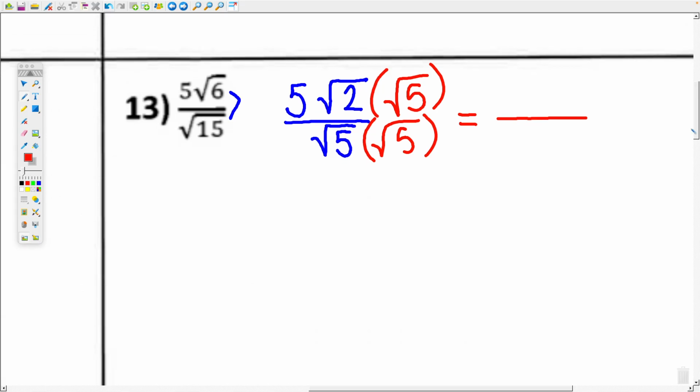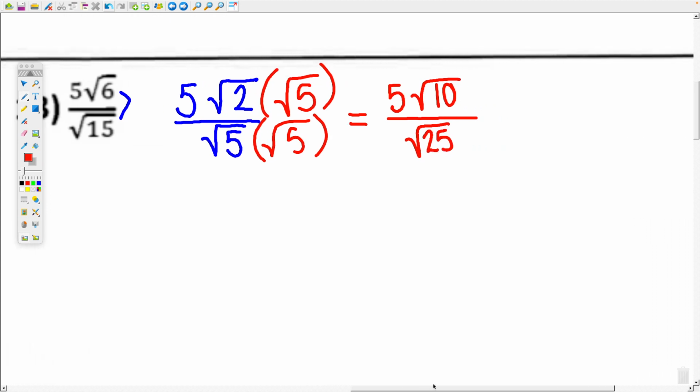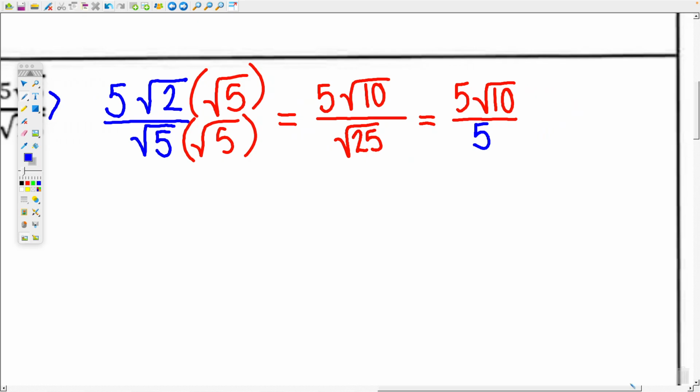So when you multiply this, outside times outside is a 5, but then inside times inside is the square root of 10. This one becomes the square root of 25, which is a perfect square. What is the square root of 25? It's 5. So that means I'm going to leave 5 times the square root of 10 here. The denominator will become 5. Do you see anything else you think I can do? Cross out the 5s. There's your final answer.